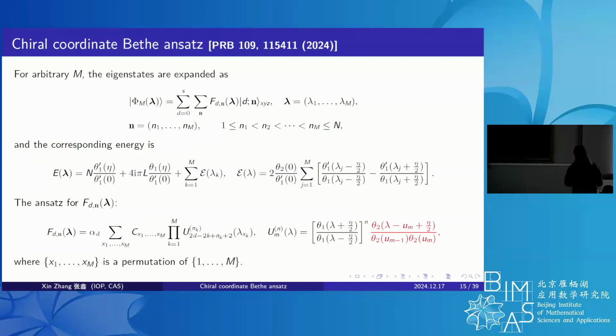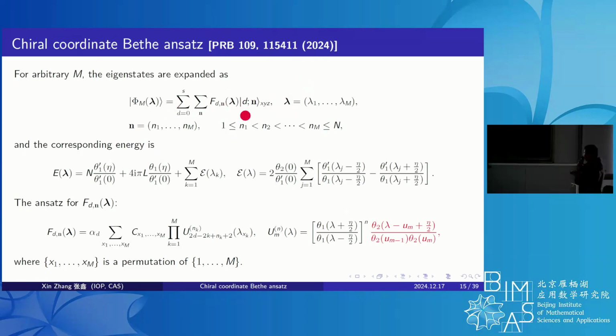Then is the Bethe ansatz for the eigenstates of the Hamiltonian. I have said that our states form an invariant space. So in principle, all the eigenstates belonging to this subspace can be expanded as a linear combination of our bases. This is our basis, and this is the expansion coefficient.